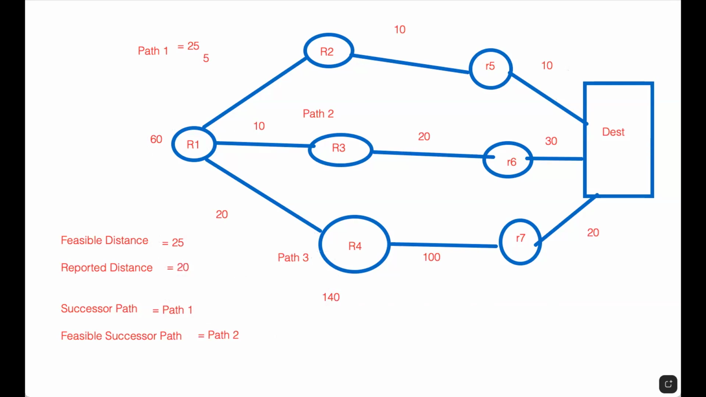So whoever got 25, 20, path 1 and path 2 is right. Whoever got 25, 10, they're all wrong. But most of them got successor and feasible successor right: 25, 20, path 1 and path 2. Okay. Is that clear, guys?